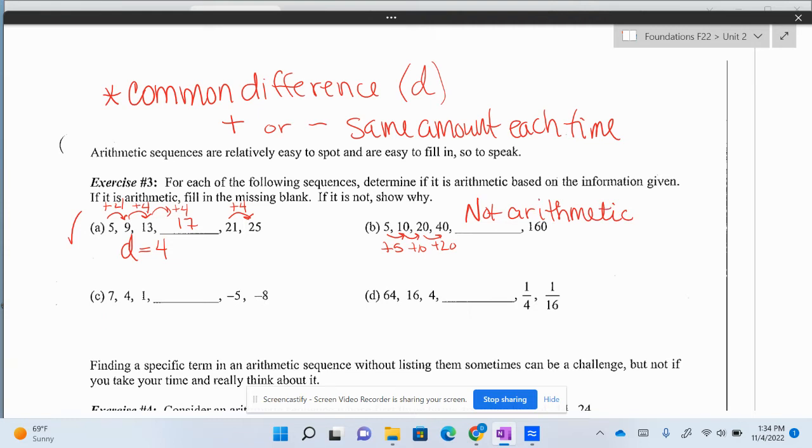The answer would be 80, but we're not going to fill in the answer because it's not arithmetic. This is actually called a geometric sequence. We'll learn that semester 2.